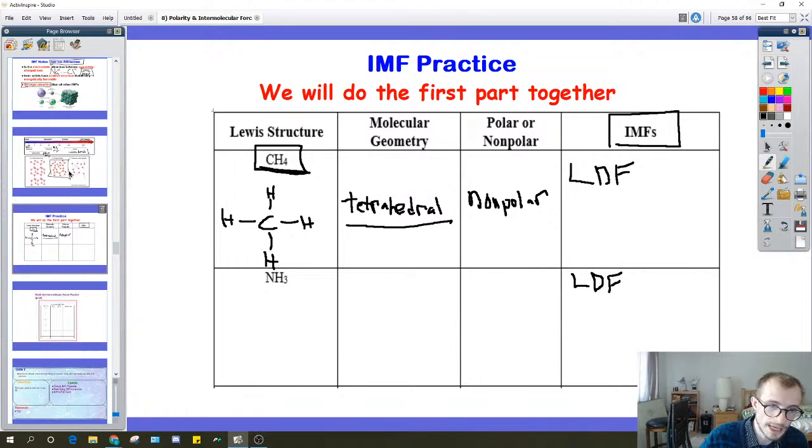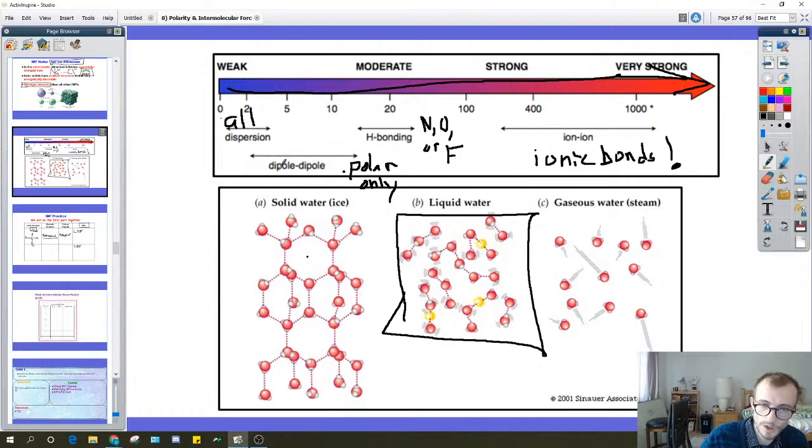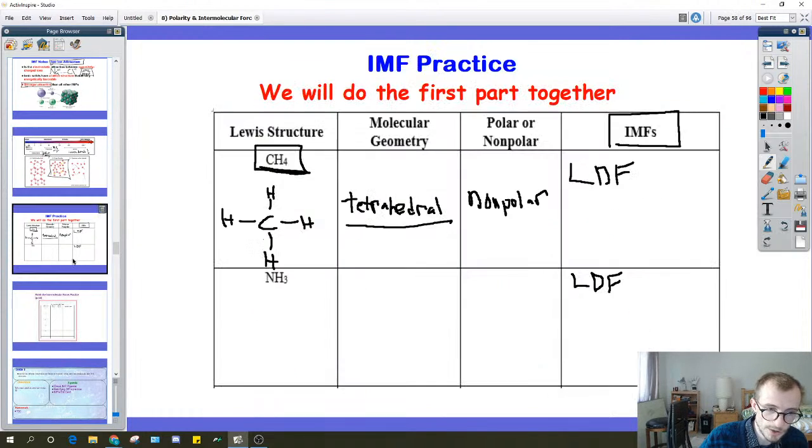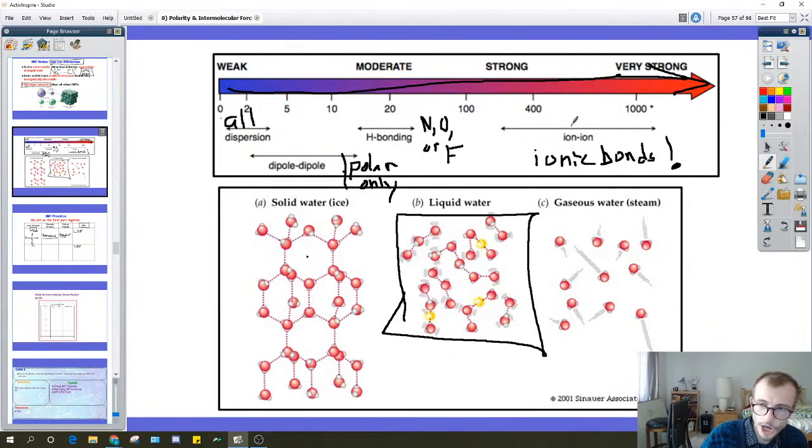So then, does this have dipole-dipole interactions? Well, it says dipole-dipole interactions are for polar molecules only, but we know that this is a non-polar molecule. So this does not have dipole-dipole interactions. We know it's not an ionic compound. We know it's a covalent bond. The CH4 is made of covalent molecules. Sorry, it's a covalent molecule made of covalent bonds. So we know it's not an ionic bond, so there's no ion-ion interactions.